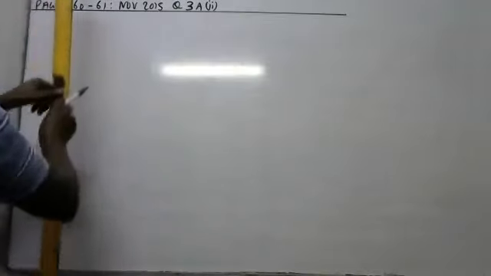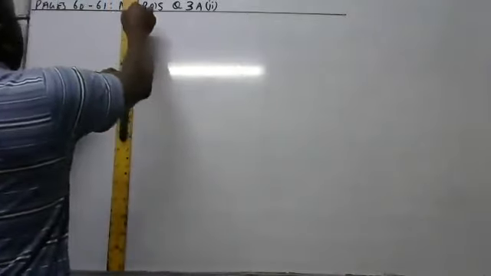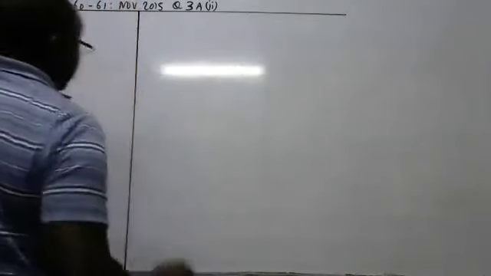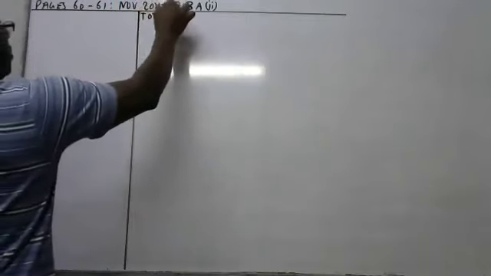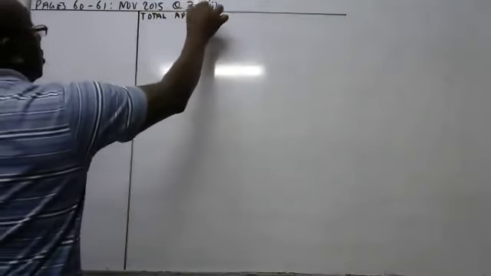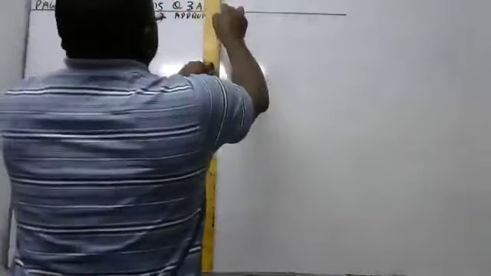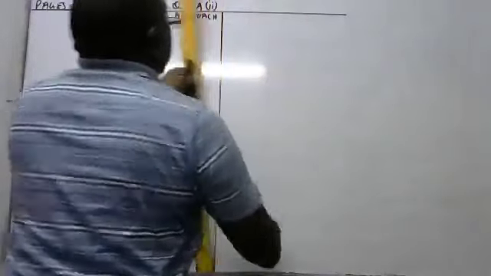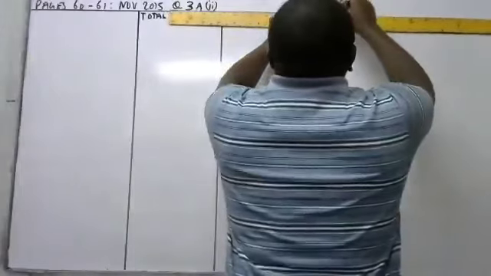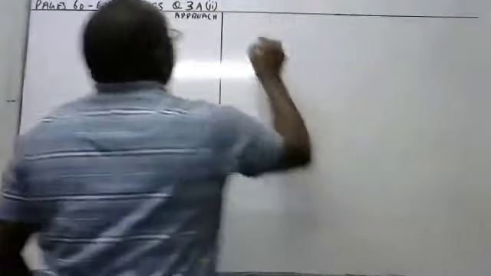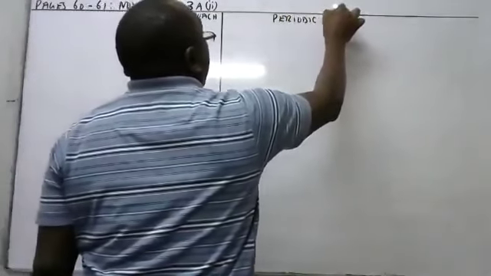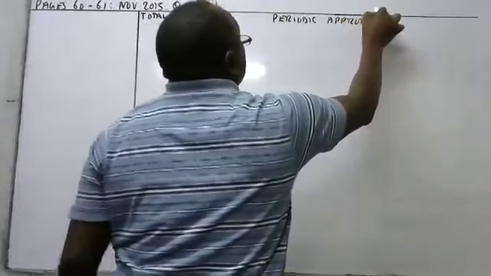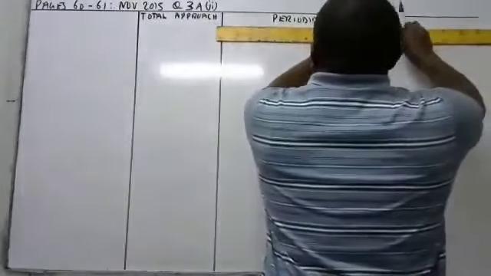So we are going to approach that question this way. We will have a column of details. And we will have total approach. Then we will have periodic approach.